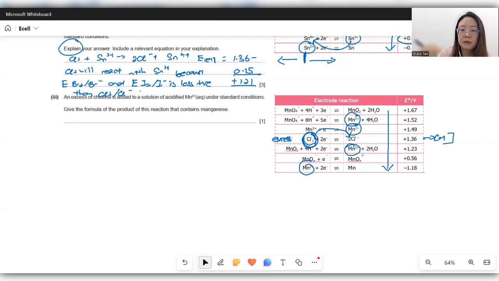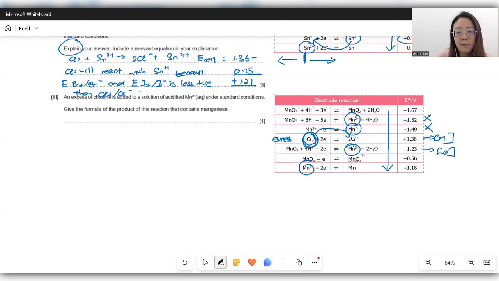So you cannot pick these two because the two E values is actually more positive than your chlorine to chloride ions, 1.36. So now between 1.23 and negative 1.18, which manganese 2 plus would you pick to react with the chlorine? Since chlorine undergo reduction, your manganese must undergo oxidation. Have you have an answer? Okay, so the manganese that is undergoing oxidation is the positive 1.23.